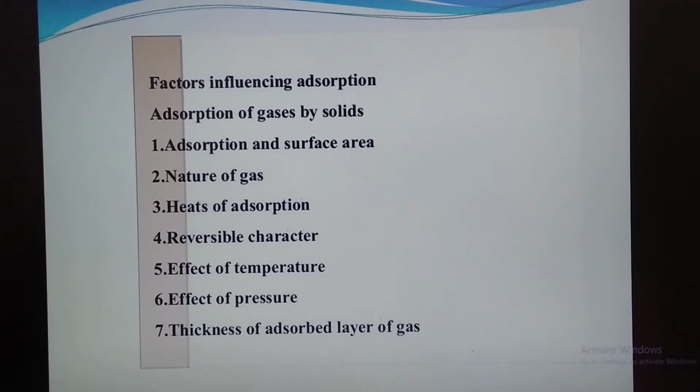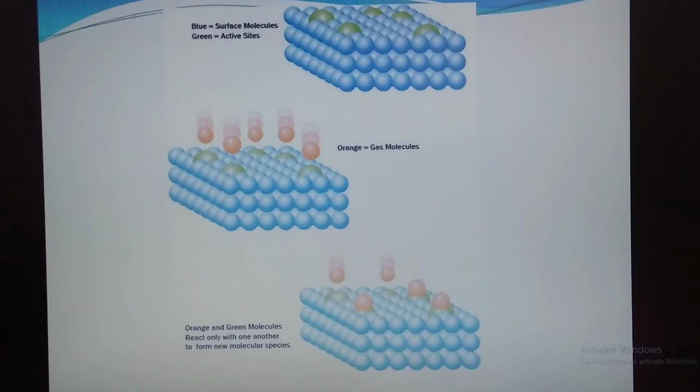These 7 steps, not 8 steps, are very very important. First we will see about the nature of the gases. It's the main thing. The amount of the gas adsorbed by the solid depends upon the nature of the gas. You can see in this picture, they are adsorbing all the molecules. Not only the nature of the gas, guys, it depends upon the nature of the surface of the adsorbent also.